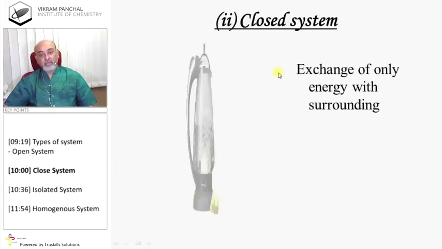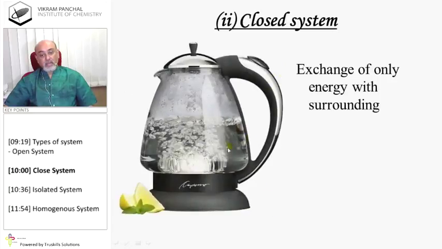Second, closed system. Well, if you take this heater, then it is possible to boil water or boil anything in this container. But while boiling, we cannot add anything to this container, or we cannot remove that vapor from this container. So exchange of only energy with surrounding takes place, but matter cannot be exchanged with surrounding. Then it is called a closed system.